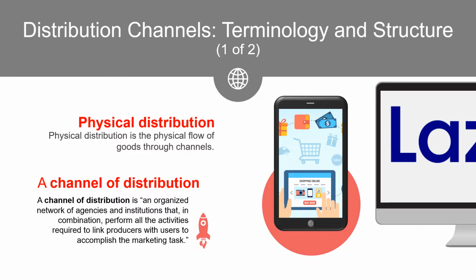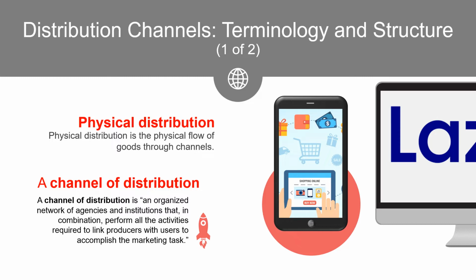Okay, in this slide, we have distribution channels, terminology, and structure. Physical distribution is the physical flow of goods through the channel. A channel of distribution is an organized network of agencies and institutions that, in combination, perform all the activities required to link producer with the user to accomplish the marketing task.